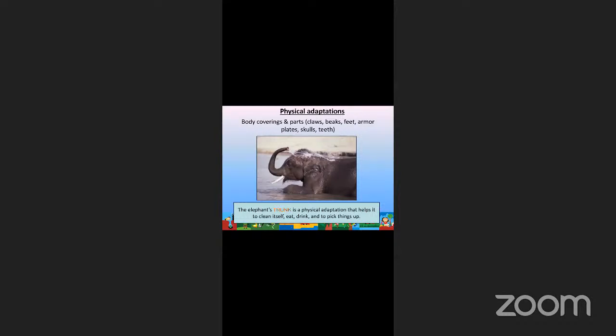Then another one is changes in their body, body covering or parts. In some animals we see claws, like in birds, lions, tigers, then beaks in birds, and webbed feet in frogs. Like that, armor plates in some animals, different shapes of skulls, and teeth also differ. For example, the elephant has the trunk. All are animals, but each animal has a special characteristic or special organ according to their environment. Why do elephants have a trunk? This is also a type of adaptation to clean itself, to assist in eating, drinking, and picking up things. For all these things, the trunk assists the elephant.